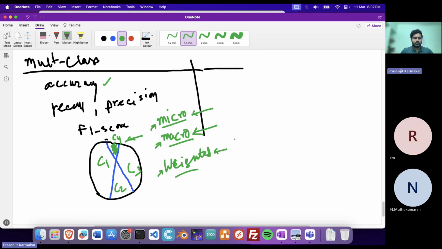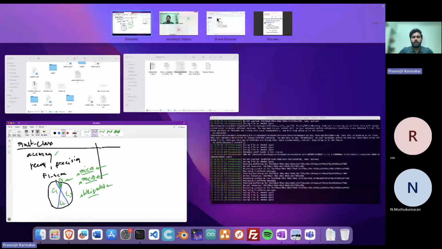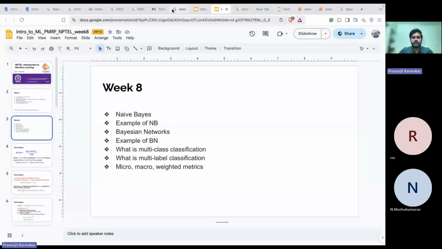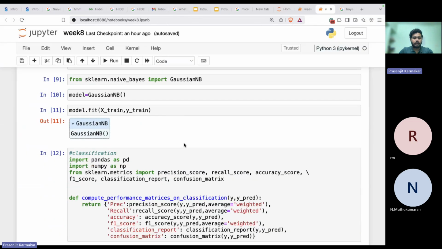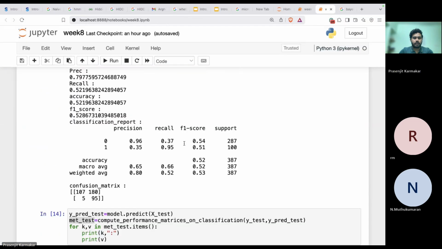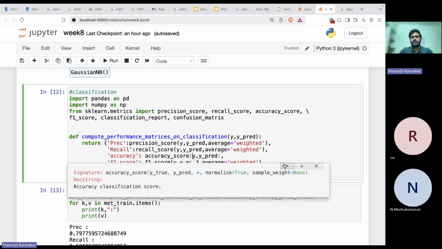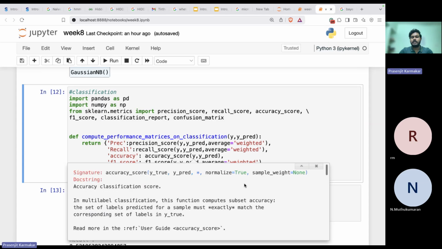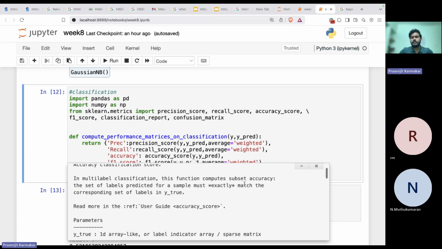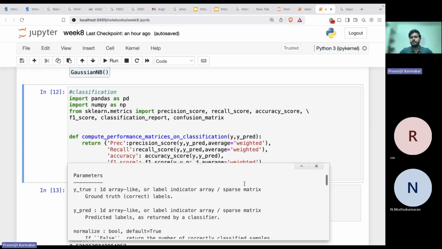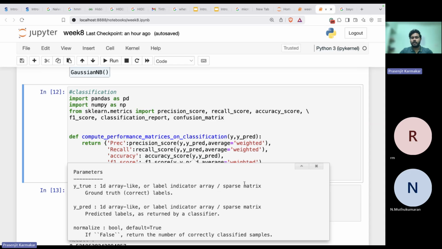And where you have to choose them, let me show you in what we were doing earlier, for all our practices. See this function, we have average set to weighted. Now, accuracy doesn't have that type of average parameter, because accuracy is plain accuracy: how many times you predict correctly, how many times you cannot.